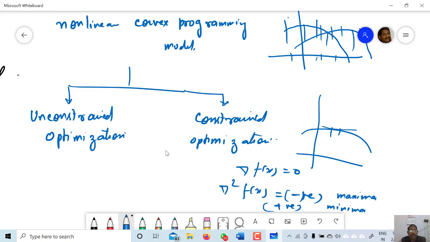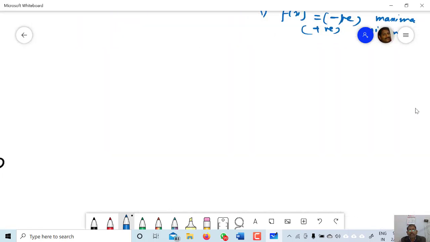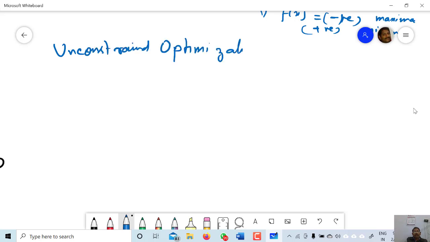So in the case of unconstrained optimization, these are the two main conditions, and I am going to discuss these two things. So the first one is unconstrained optimization. Unconstrained problems do not arise frequently in practice. However, the optimality conditions for unconstrained problems are important not only for themselves but also for the fundamental role they play in the development of many techniques for solving constrained optimization problems.